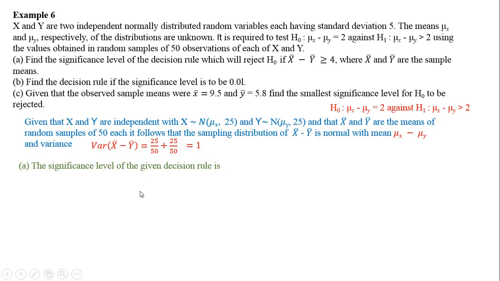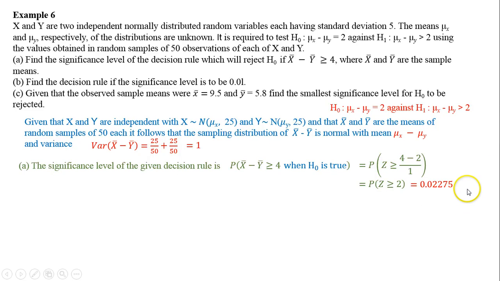The significance level is what we need to find. That's the decision rule, when H naught is true. So changing into z gives us 4 minus 2 over the 1, which is greater than or equal to 2. Looking that up, we get 0.02275. So that is the significance level for that decision rule. That is the level at which you reject H naught.